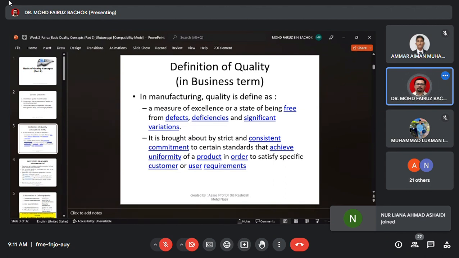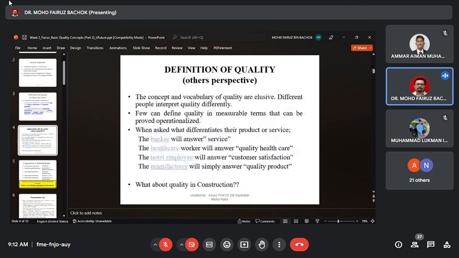And again, we read last week, it should be certified or meet the customer or user requirement. Not only should it be consistent, but most importantly, it should meet specific customer or user requirements. This is the quality definition in business terms. It's quite different from what we learned last week. So the definition of quality depends on the perspective.